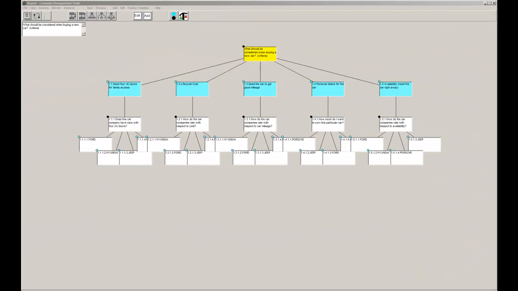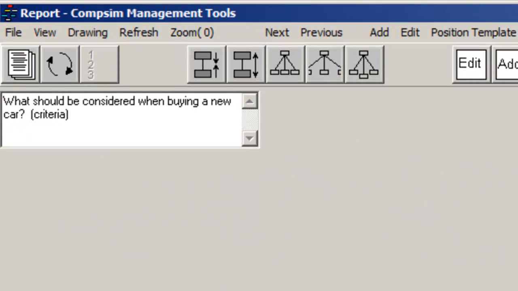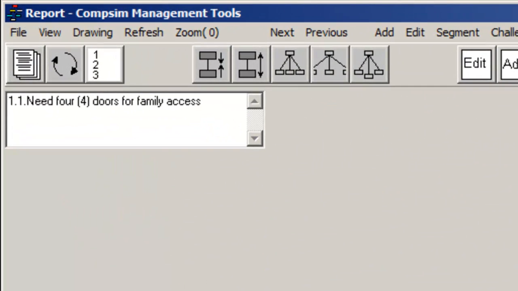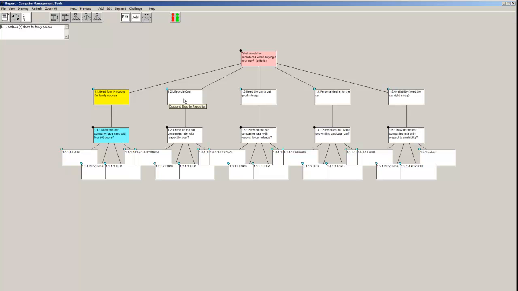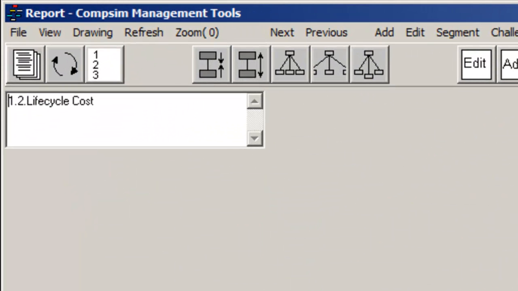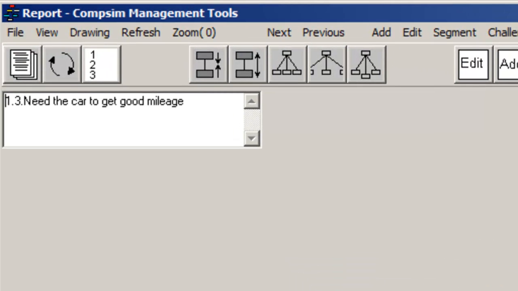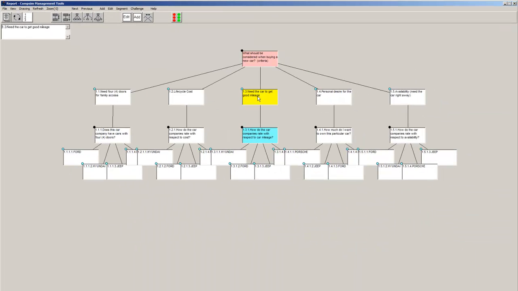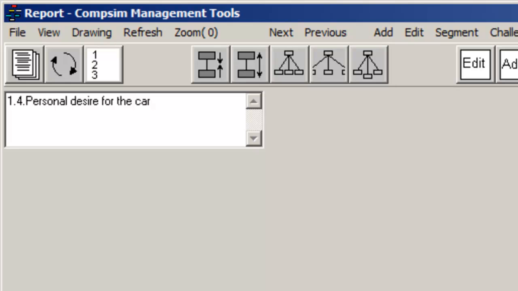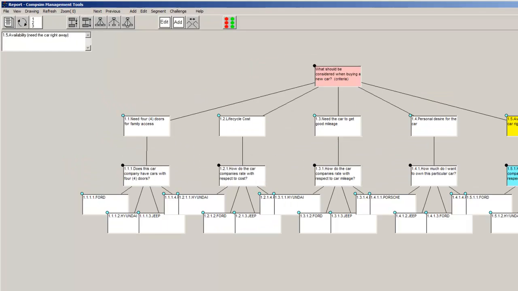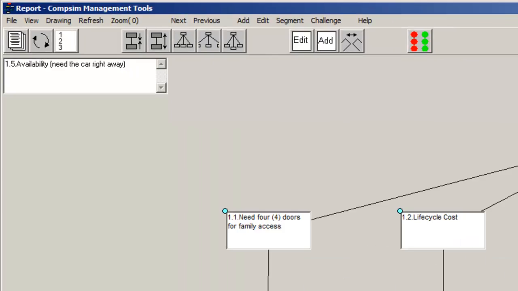We will start in the CMT drawing mode with the data already loaded into the computer. In this case, we have the top-level issue defined as what should be considered when buying a new car. The objective in this brief demo is to select between a Ford, Hyundai, Jeep, and Porsche. There are 5 criteria that I will use to make my decision. Navigating around the screen, we can see the criteria that we will use to make the decision and the names of the cars that we are comparing.